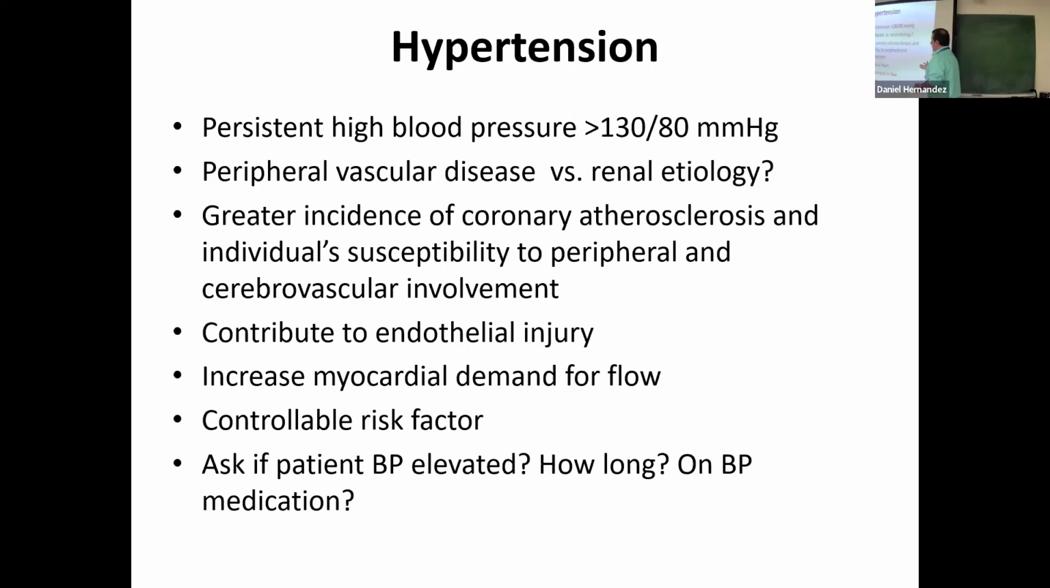With hypertension, there's a greater incidence of coronary atherosclerosis and the individual's susceptibility to peripheral and cerebrovascular involvement as well. What that's saying is patients who have hypertension typically have a higher incidence of atherosclerotic plaque developing within the arteries of the heart. And there's also a correlation to both peripheral and cerebrovascular involvement.